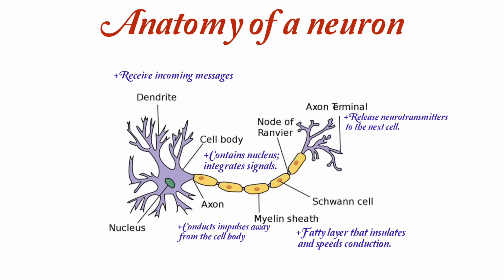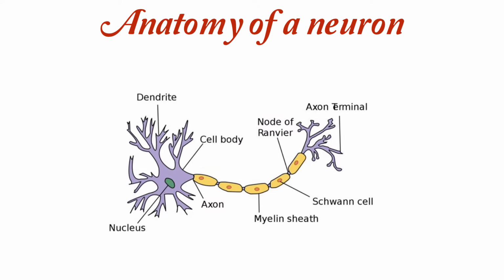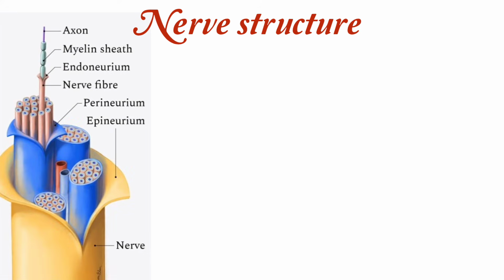We also have the nodes of Ranvier, which are the gaps between the myelin segments where ion exchange occurs during nerve conduction. So the nerve pathway begins with a single neuron, and thousands of axons combine to form a nerve. Now that takes us to the structure of a nerve. Nerves themselves are not just axons. They are organized bundles of protective layers.